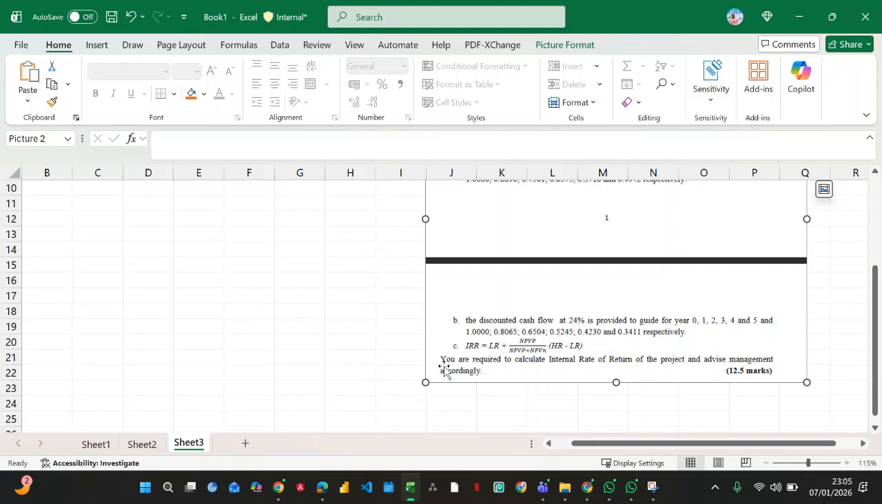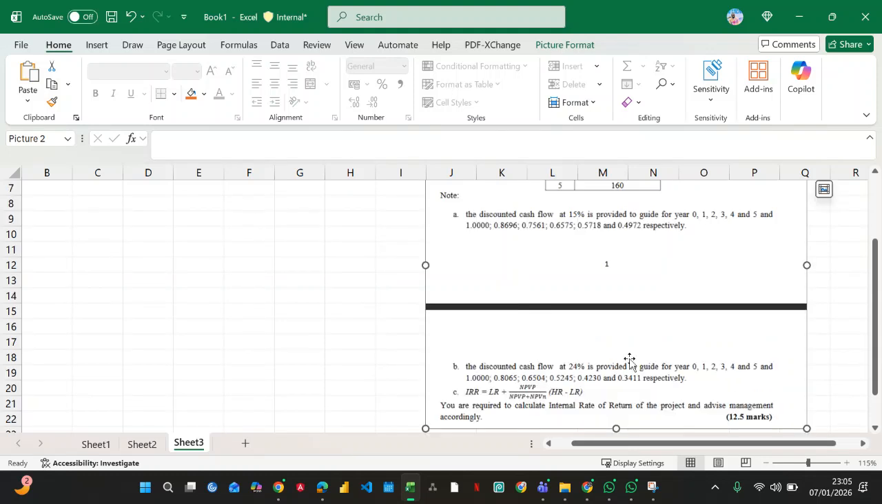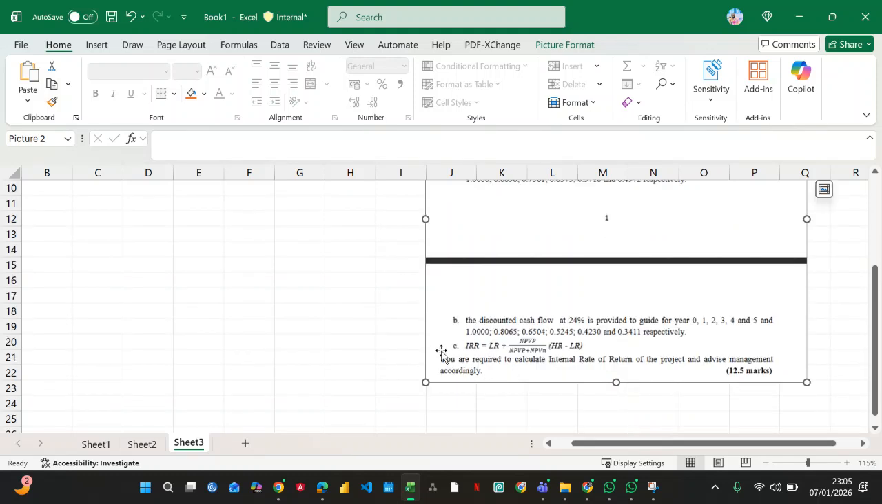So the main thing here is what we're supposed to solve. They say you are required to calculate the internal rate of return of the project. So this is what we are solving here. But all this data they are giving to us, we are going to use it based on the formula that is given to us here. Remember the formula. Okay, I'm trying to copy it down. That was why I asked.